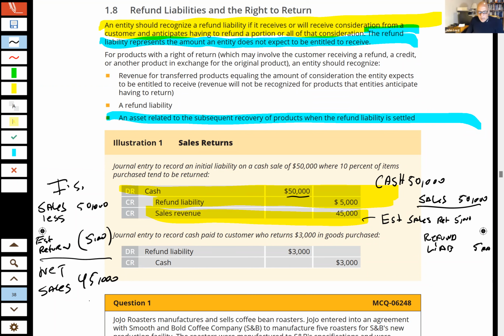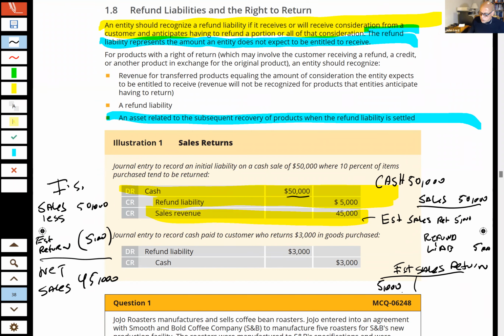Okay. And that's, to me, more realistic, because if you just sat there and netted it out the way they did, then you wouldn't have this estimated sales return account. Okay. Because right now, the way I did it, we have an account called estimated sale returns of 5,000.